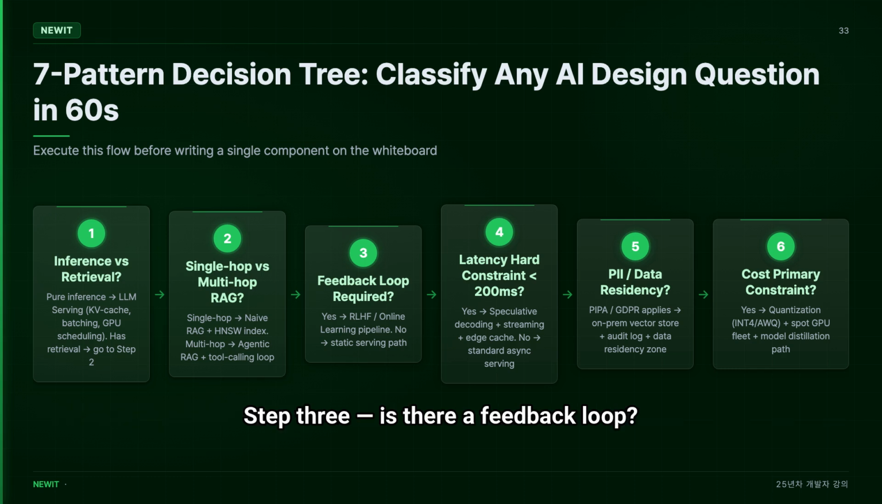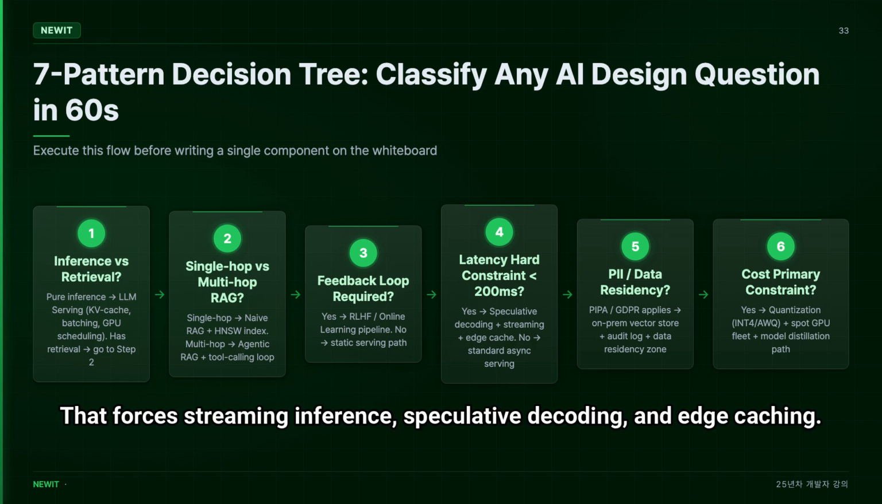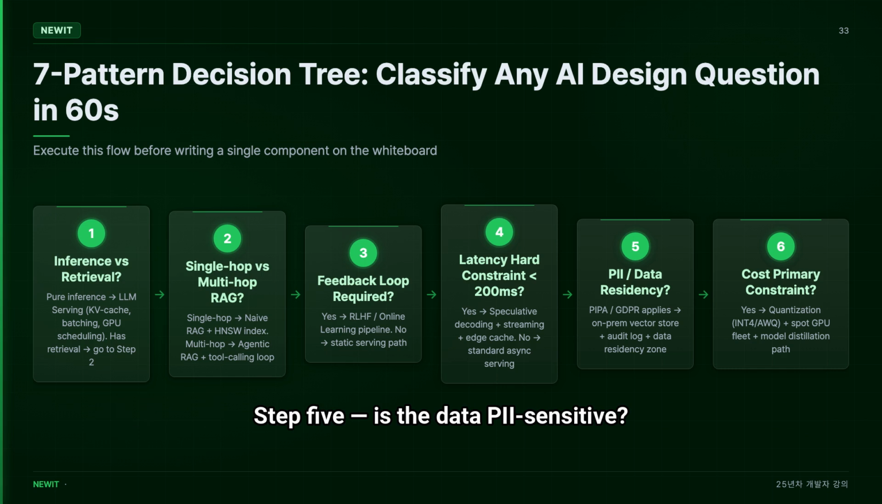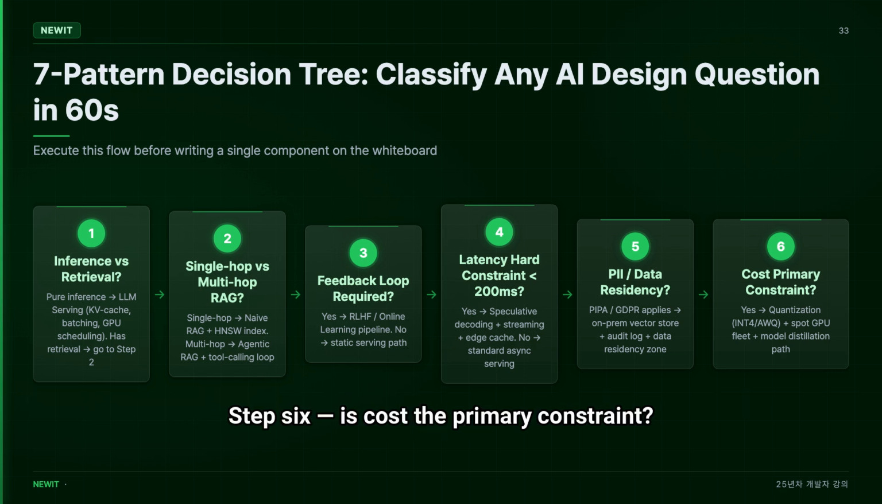Step 3. Is there a feedback loop? If yes, you're in RLHF or online learning territory. Step 4. Is latency under 200 milliseconds a hard constraint? That forces streaming inference, speculative decoding, and edge caching. Step 5. Is the data PII-sensitive? Korea's PIPA and GDPR branch kicks in: on-prem vector store, audit logging, data residency.